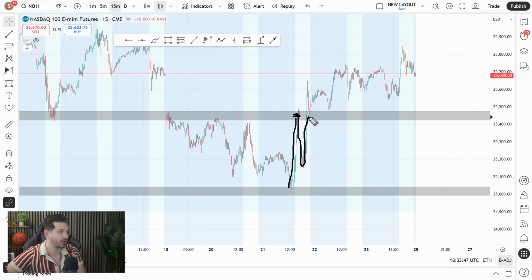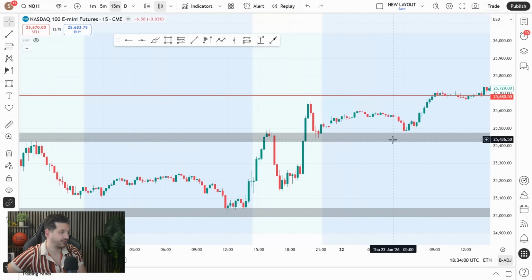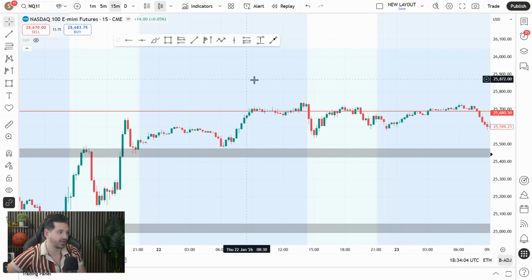And then when we broke through, you're waiting for it to come back on the other side and then continue up, right? And that's exactly what we had again, okay? And it did it really nicely here. Just broke through, came back, respected it, and then drifted its way up.